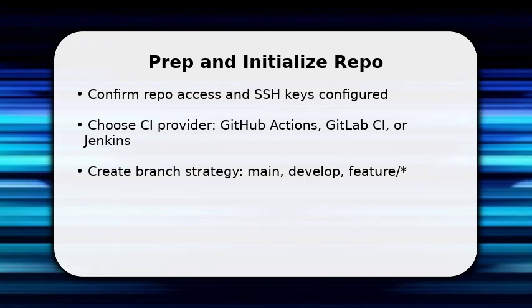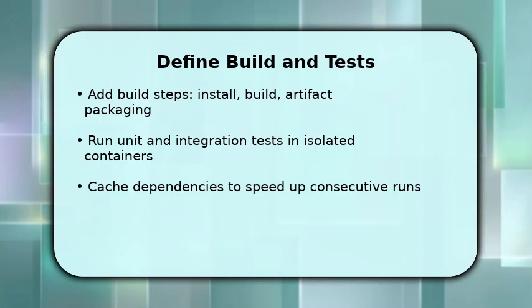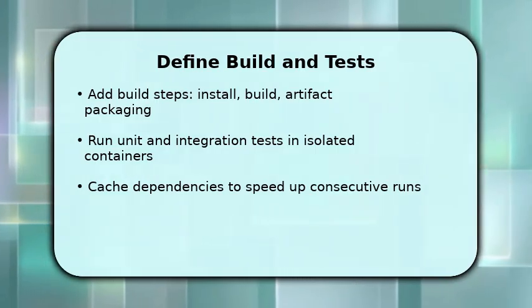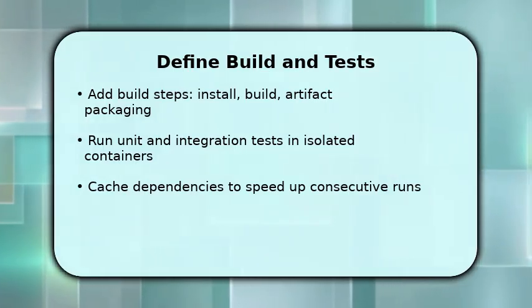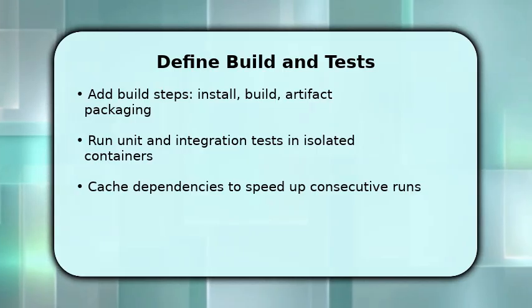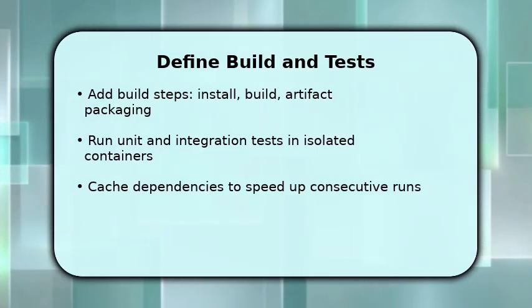You now expand the pipeline with deterministic build and test stages. Define explicit install and build commands, package artifacts, and run tests in containers to avoid machine drift. Use environment variables for secrets and a consistent runtime image. This prevents "works on my machine" surprises.